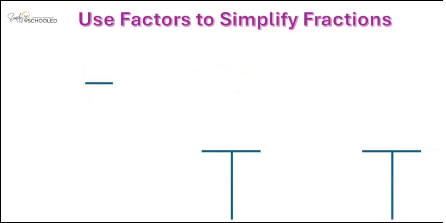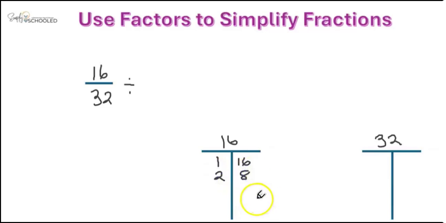Let's say we have 16/38. And you think, wow, I'm just not real sure. Well, let's find our factors. Okay, so we start with 1 times 16. Then we have 2 times 8, right? And then the other one we have is 4 times 4. Those are the factors of 16.